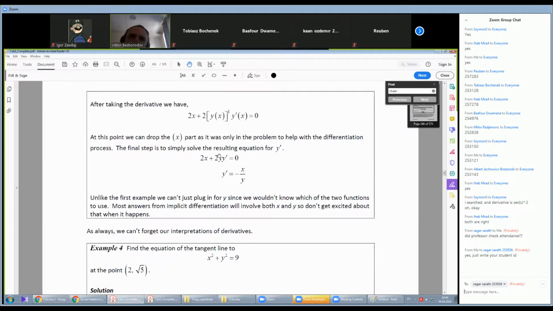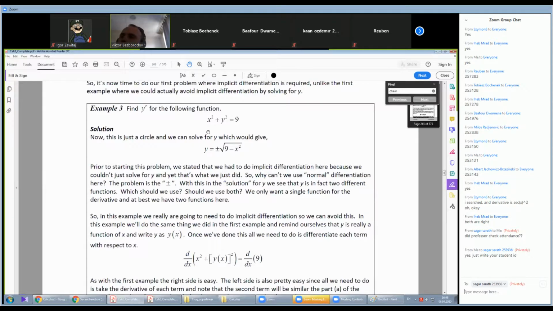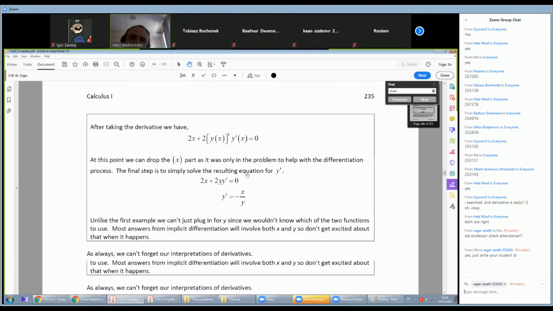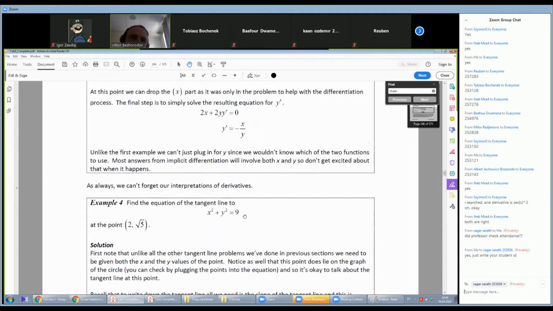Okay, so this is how you can find the implicit derivative. You just take the equation that you get and take the derivative of both sides, and then try to solve it with respect to y prime, right? And note that y is involved on the right-hand side.